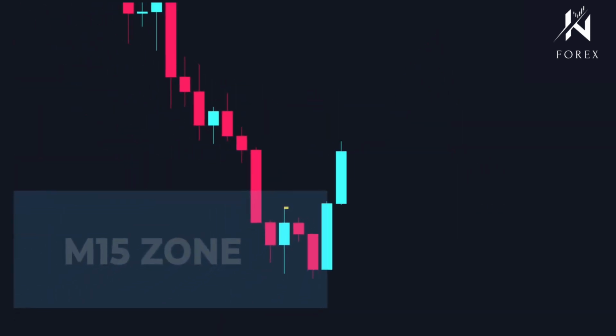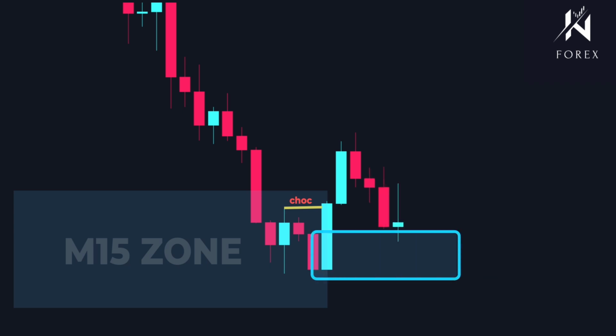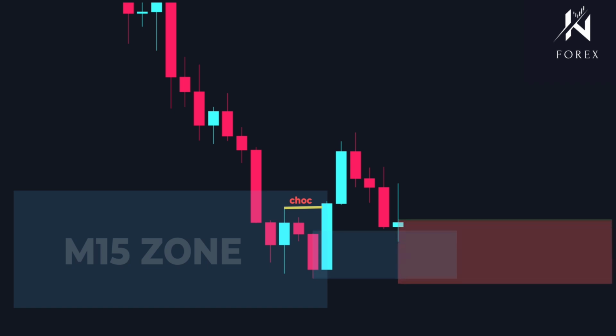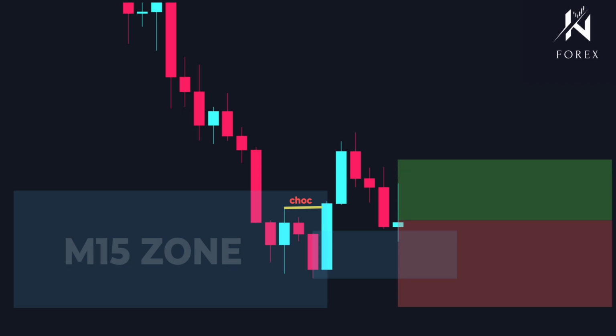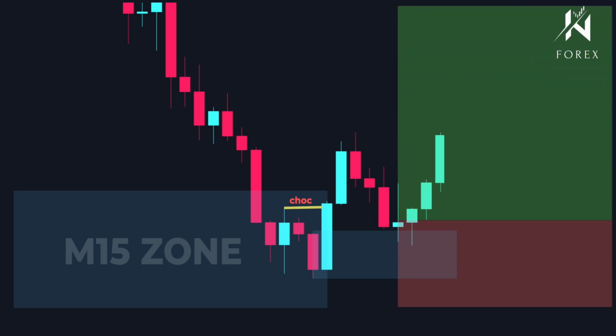On the 1-minute chart, we see a fractal change of character, a signal that momentum may be shifting back upward. A new demand zone becomes available, and this is where we look to enter a buy position. We place our stop loss just below the M15 demand zone, and for the target, we aim for the M15 week high. And just like that, target hit.